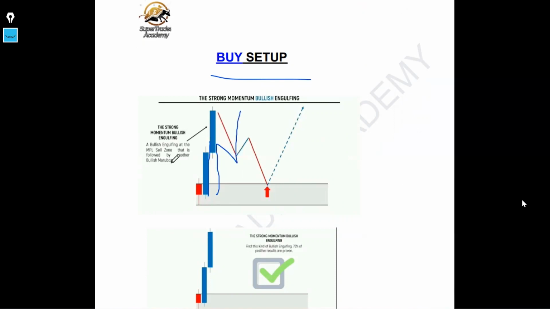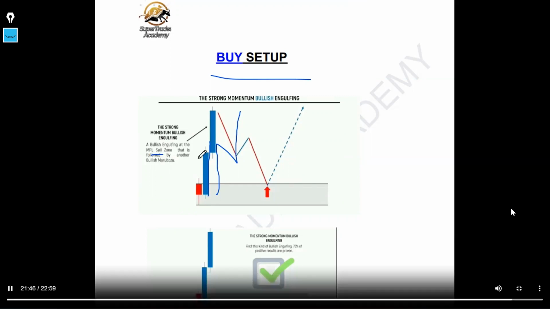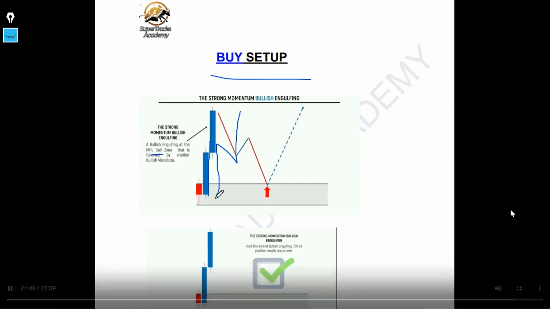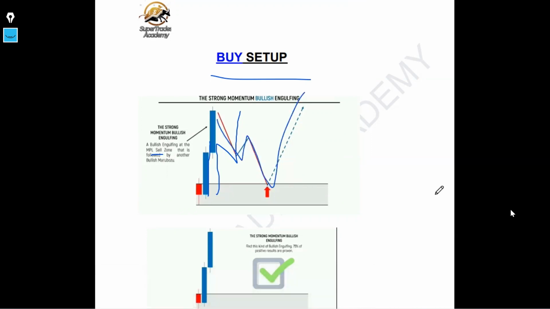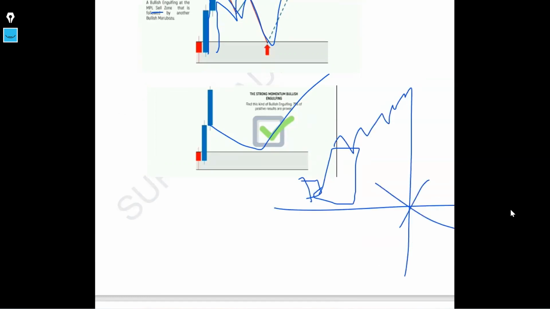So this is the price setup. The stronger the momentum, the stronger the bullish engulfing. A strong momentum bullish engulfing at the maximum pain level buy zone, sorry, that is followed by another bullish Marubozu. So the market will always come back here and pick all the orders and go all the way up. This is right, very correct. And if you see a Marubozu bearish candle, and you see small candles, this is wrong. The market will take you out. There must be a rapid move from the zone.